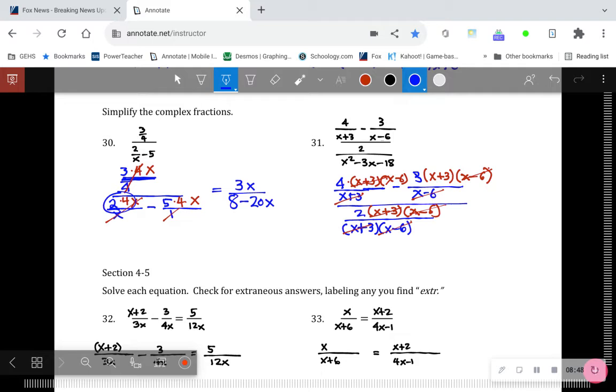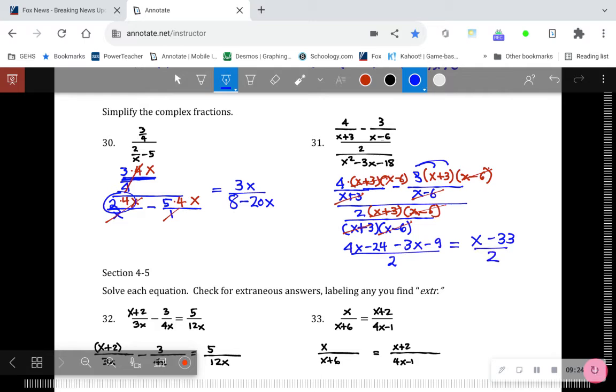And now you simply write down what's left. If you look up here, there's 4 times x minus 6. I'll write down 4x minus 24. And in the back is 3x plus 9, but we're subtracting it. Don't forget that. So I change the sign of both of them. And underneath you just have 2. So then when you simplify the top, you get x minus 33 over 2.